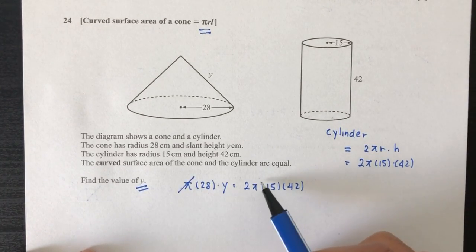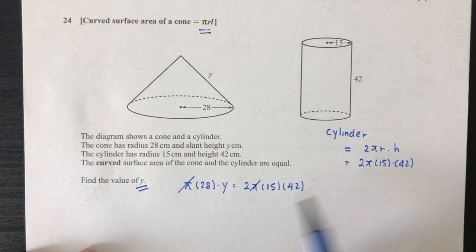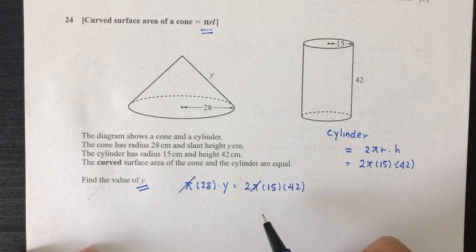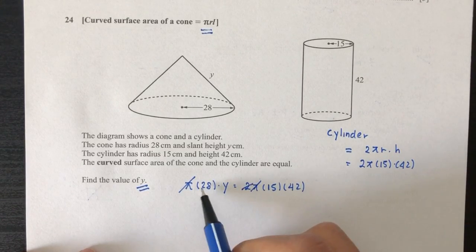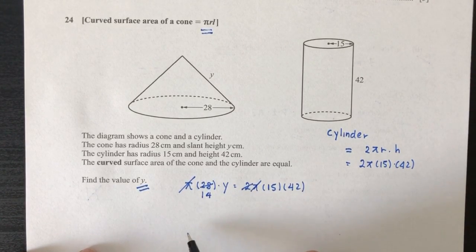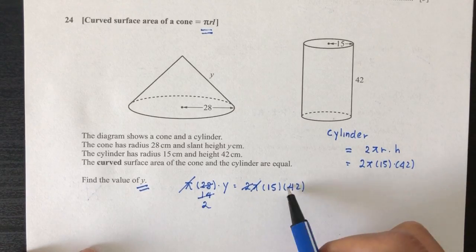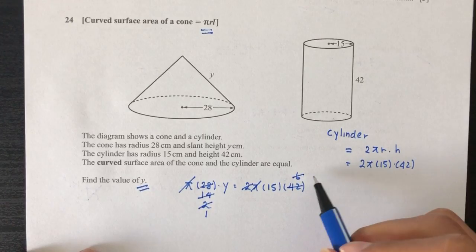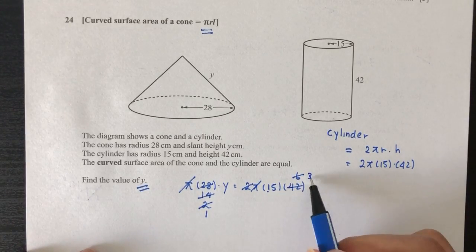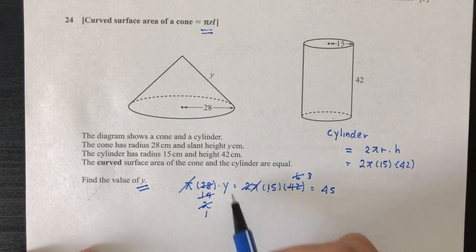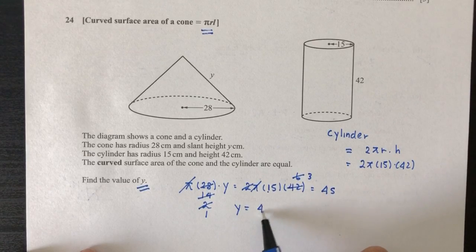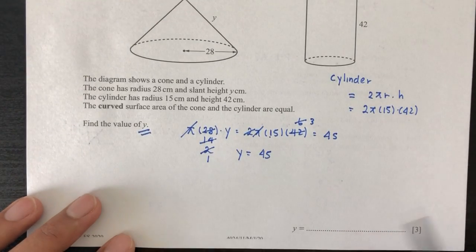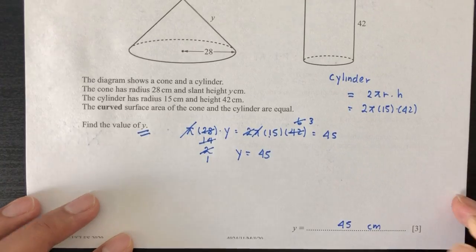Now pi cancels. Let's try to divide by 2, goes away, you have 14 left. Divide by 7, you have 2, that will be 6. Divide by 2, you have 1, and that will be 3. So 15 times 3, that will be 45. So y equals 45. That's the value of y, 45 centimeters.